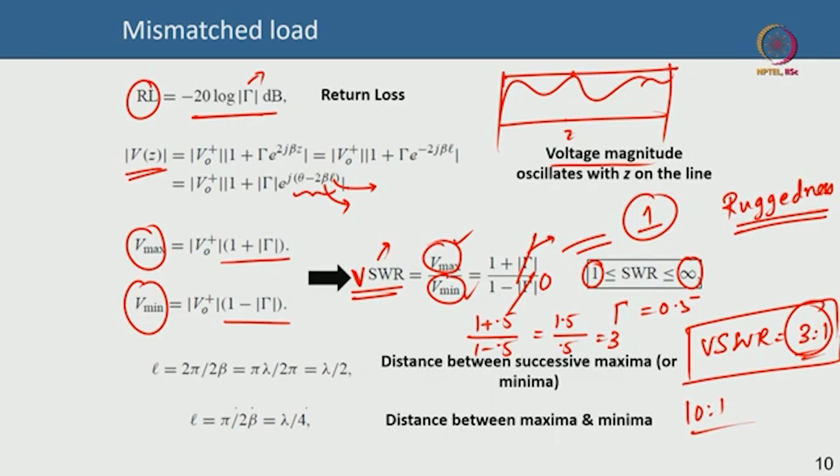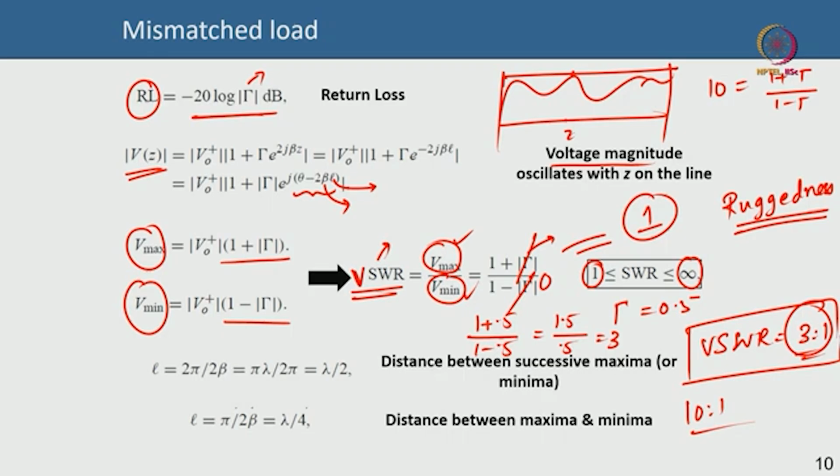So if you say 10:1, then 10 will be equal to (1 plus gamma) divided by (1 minus gamma). You can find out how much gamma would be. It would be a very significant fraction of the wave that would be reflected. Okay, significant. So you are basically putting a very mismatched load.